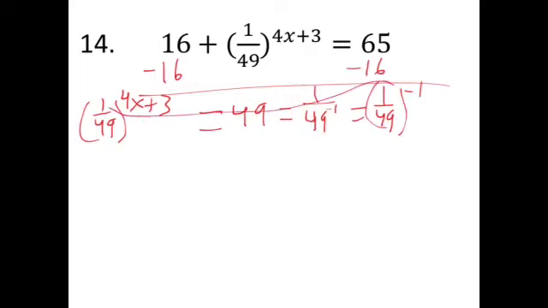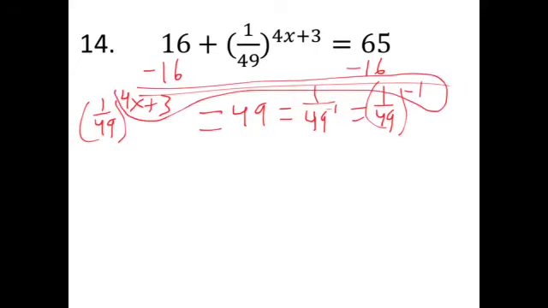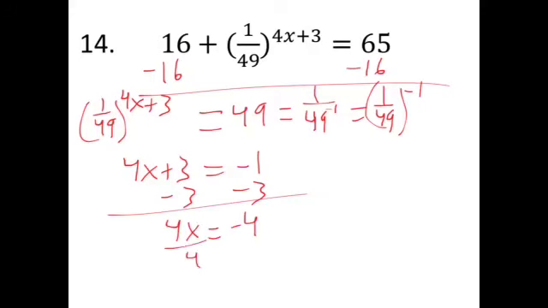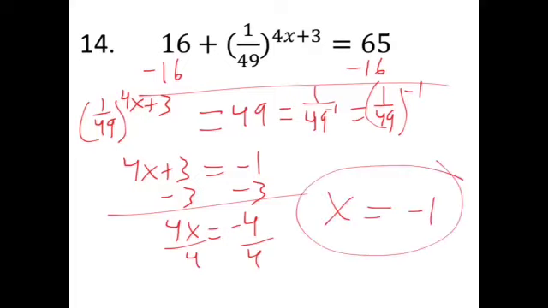And so now we have common bases of 1 over 49. We can set our exponents equal to each other. So now we have 4x plus 3 equals negative 1. Subtract 3 on both sides to get 4x equaling negative 4. And divide both sides by 4. And you got x equals negative 1. And you are done and good to go.